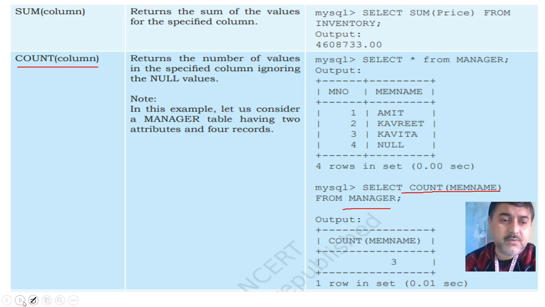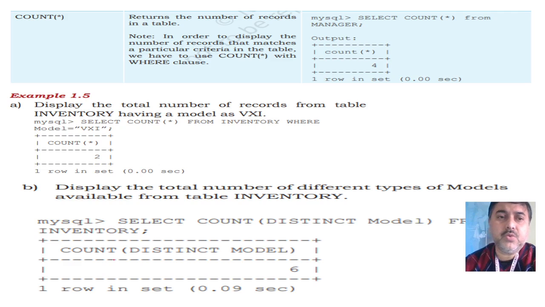So this is the count function that we are going to implement. Count asterisk means what? Count asterisk means how many rows are there. It will return the number of records in a table. Now, you can see the total number of records in a table, for example the inventory table: select count asterisk from inventory where model number is this. There is some specification.